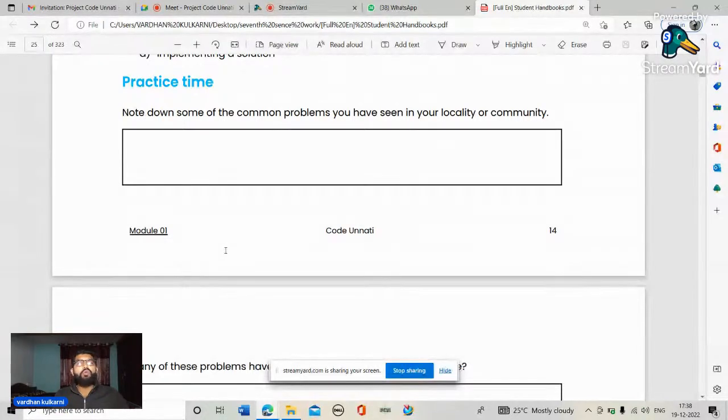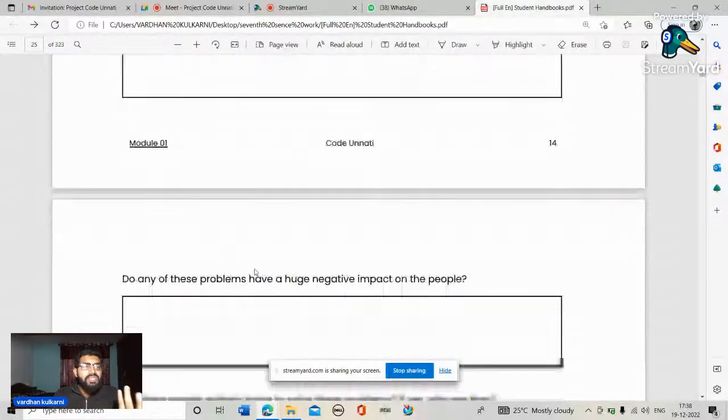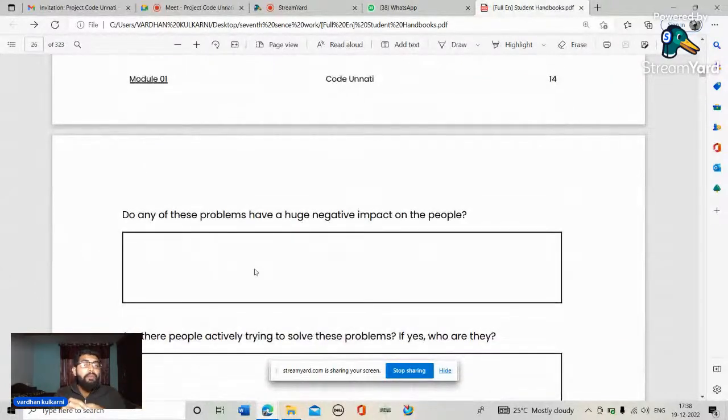Then what happens is, these are the common problems. Generally, when you stay in a locality, you see lots of garbage thrown here and there, and that is a common problem we actually see recently. So when you see these kinds of problems, what are the huge negative impacts on the people?